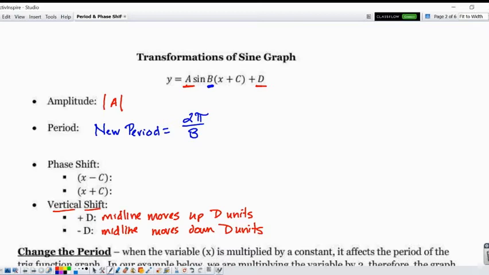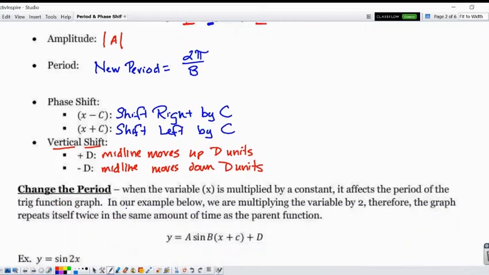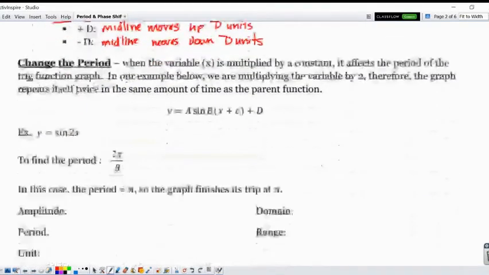And that's the way we're going to remember our phase shift as well. It's with the x. Our x is a liar. So if it says x minus C, we are actually going to shift right by C units. And if it says plus C, we're actually going to shift left by C units, whatever that happens to be. So the first thing we're going to do from these two x changes is talk about changing the period.